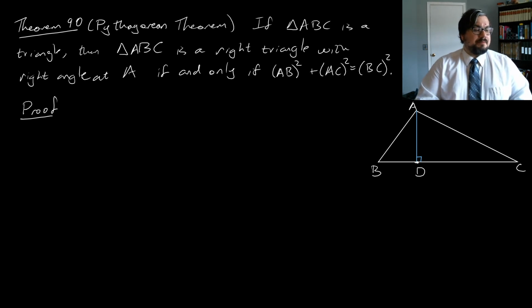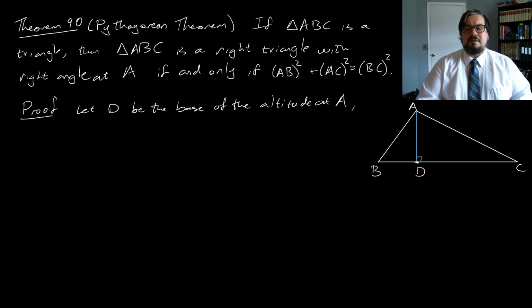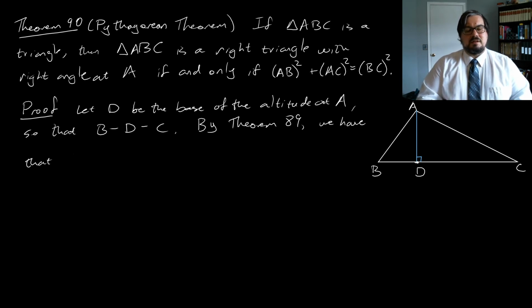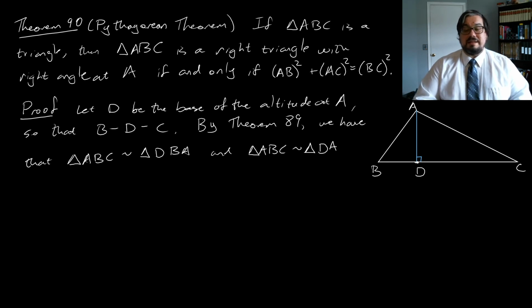All right, so let's let D be the base of the altitude at A, so that we have that D lies between B and C, and we have by theorem 89, that triangle ABC is similar to triangle DBA, and triangle ABC is similar to triangle DAC. This is what we've just proven.